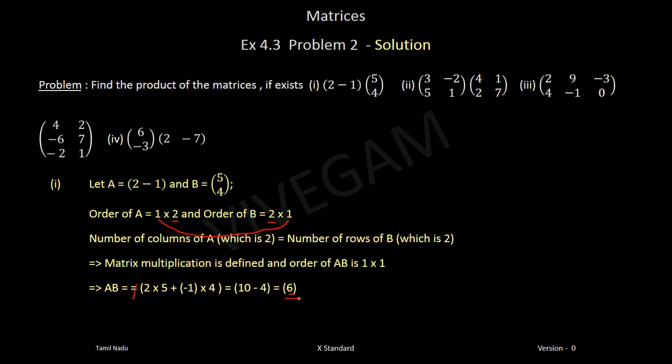Okay, let me just sum it up. You have to first check the order, whether the matrix multiplication is defined or not. Once it is defined, you also identify the order of the resultant matrix, which is what is left over when you do the checking. Then you multiply the first row with the first column, multiply the elements and sum them up, and that goes into the first row first column position. When you multiply the first row with the second column and add it up, that goes into the place where the first row and the second column intersect. That is how we'll do it.